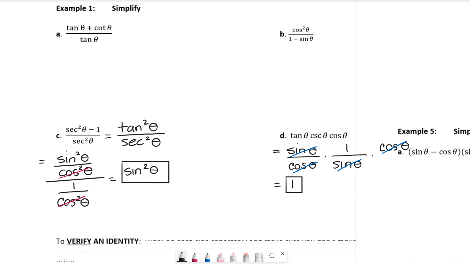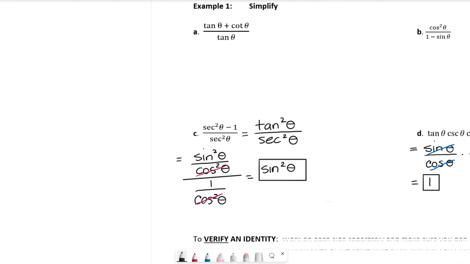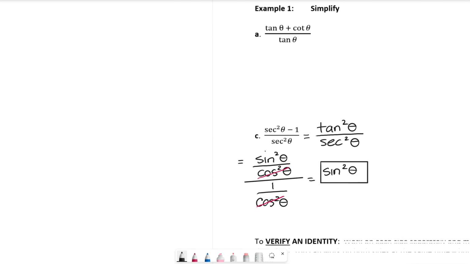Okay. Now, this is not the only way that this particular problem could have been simplified. And I want to show you a different technique because at times it will come in handy with problems that are similarly written and set up like this problem. So I'm going to come over here and rewrite our given problem. Secant squared theta minus 1 over secant squared theta.